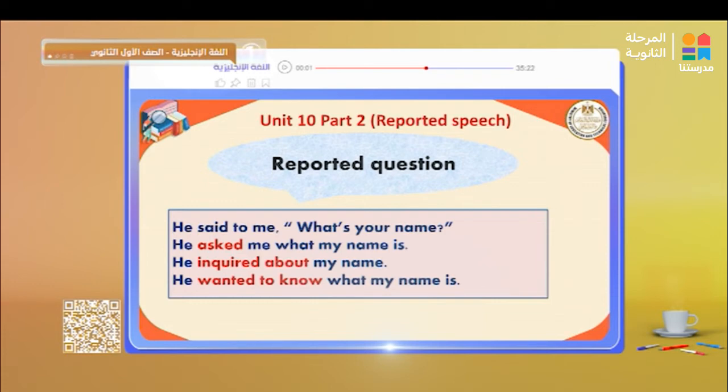If we use inquired instead of using said, we are going to use inquire. We're not going to put me. We can't say he inquired me. No, he inquired about my name. He wanted to know what my name is. Again, here we can't say he wanted to know me. He wanted to know what my name is. So asked only is followed by object pronoun, but inquire and wanted to know aren't followed by object pronoun.